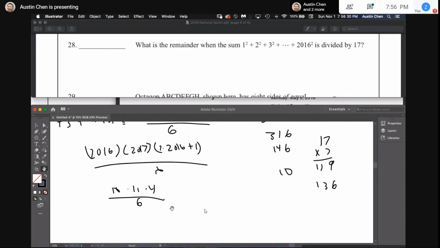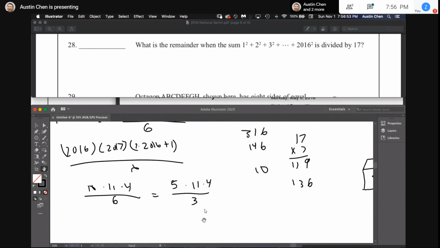We actually get a dividing by 3? Oh, right. Okay, so this is kind of weird. If we do this, we'll have 5 times 11 times 4 over 3. This over 3 is weird because you can't simplify anywhere, right? But you actually can with mods.